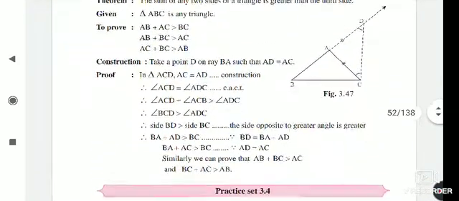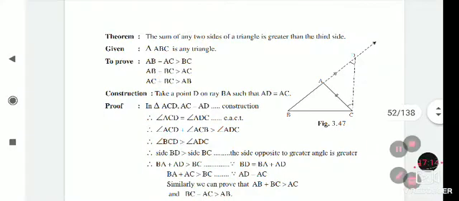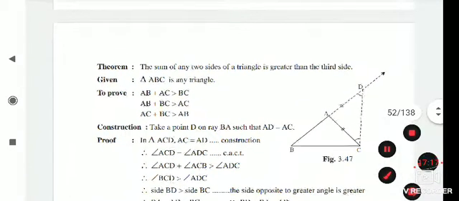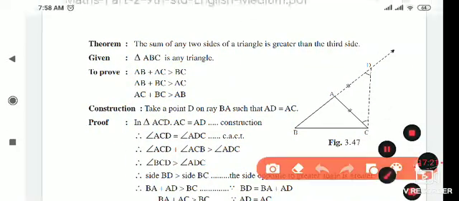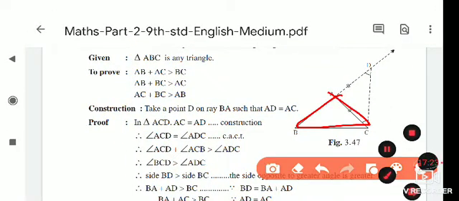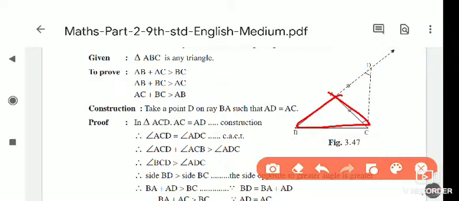To prove this property, one more theorem is given. The sum of any two sides of a triangle is greater than the third side. So here ABC is a triangle, and we have to prove that the sum of any two sides is greater than the third one.